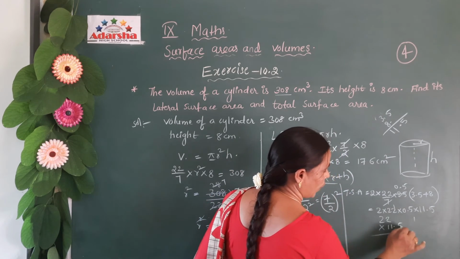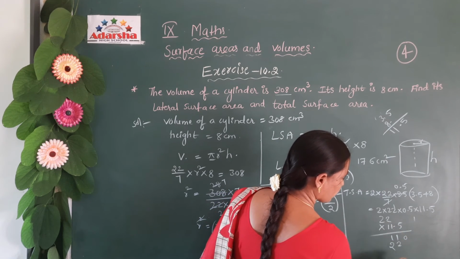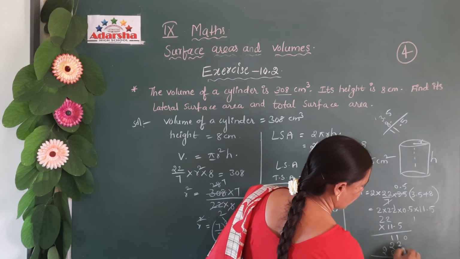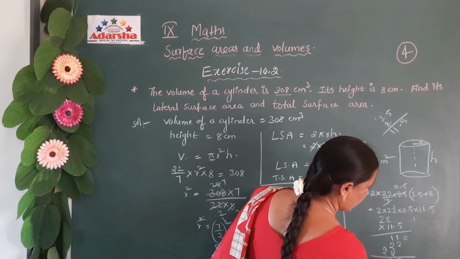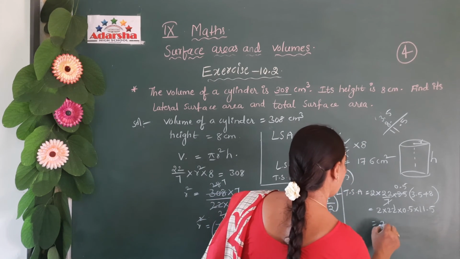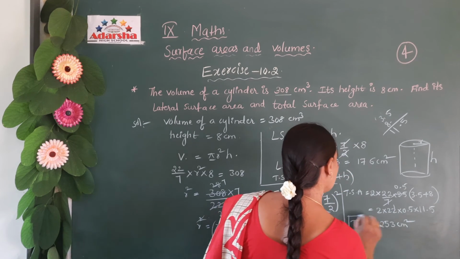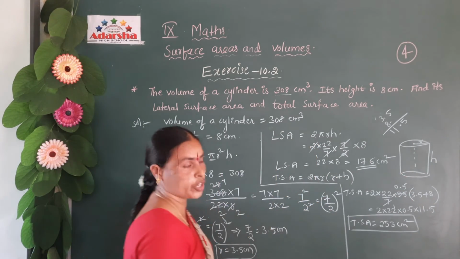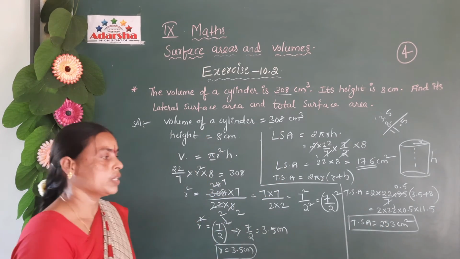5 twos are 10, 5 twos are 10 plus 1, 11. 1 twos are 2. 1 twos are 2. 0, 1 plus 2, 3. 4 5 2. One digit after, put the decimal point. 253. 253 centimeter square is the total surface area of the cylinder. Lateral surface area of the cylinder we got 176 centimeter square and the total surface area of the cylinder we got 253 centimeter square.